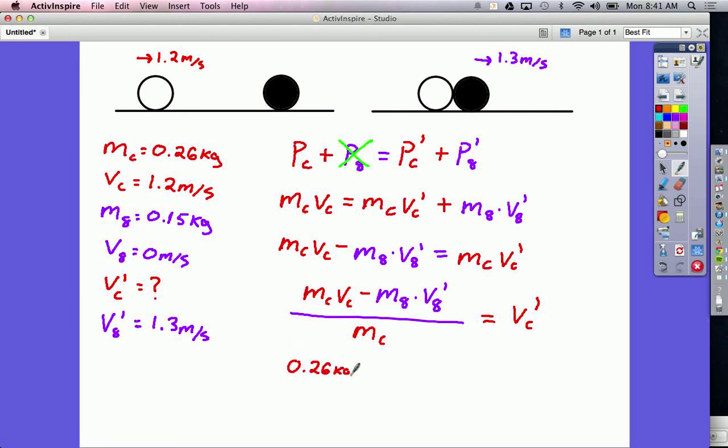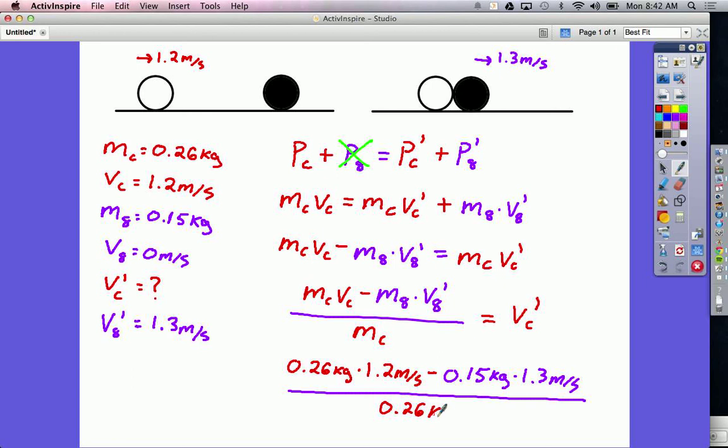0.26 kilograms times 1.2 meters per second minus 0.15 kilograms times 1.3 meters per second. And that all gets divided by the 0.26 kilograms. And that will give me my V prime, or my velocity of the cue ball prime.